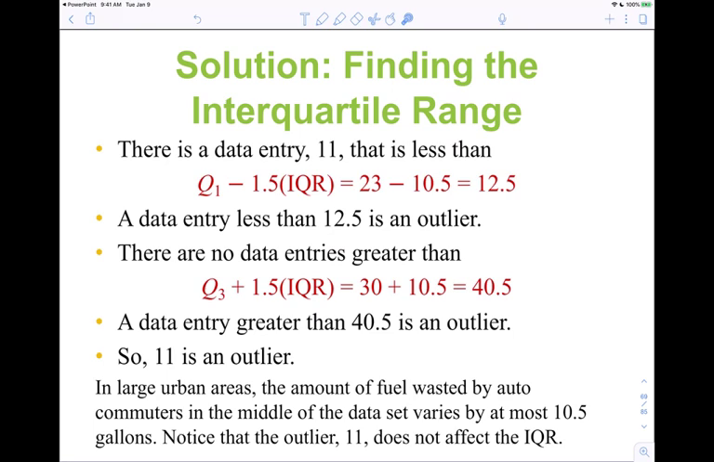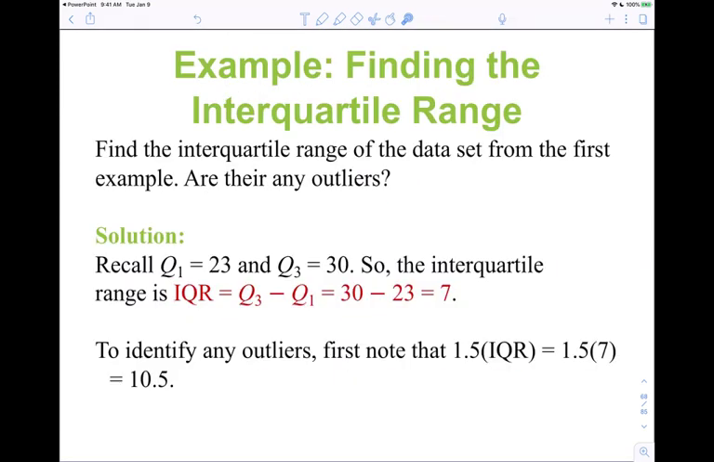Let me see. So if we take, let me think about this. So we're talking about outliers, right? So identify any outliers. First note that 1.5 times IQR is going to be this. All right, okay, that's fine.